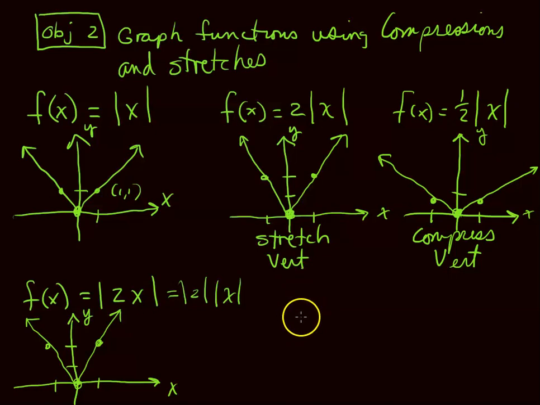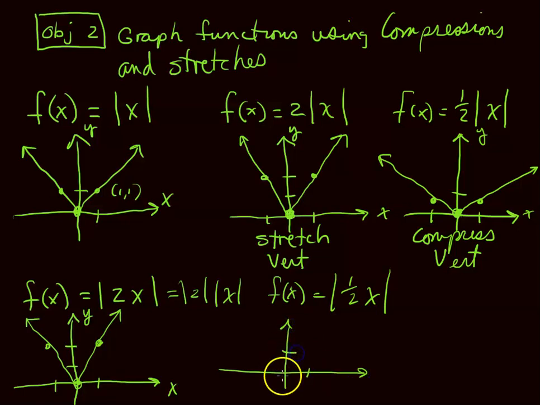Let's do another one. We're going to show you a different function so that it'll look a little different also. Inside the function, f of x, absolute value of 1/2 x. Now, this would be outside the function a compression vertically, but inside the function it's a stretch horizontally. So a stretch horizontally means that instead of 1, 1, you stretch it horizontally and it's 1, 1/2. And a negative 1, 1/2. The reference point doesn't move.